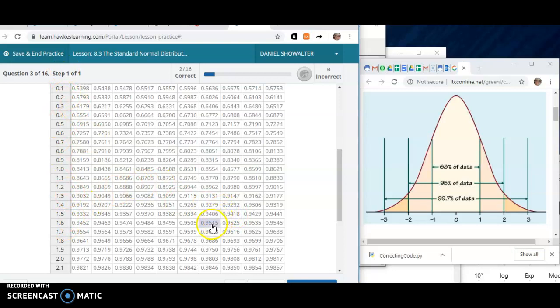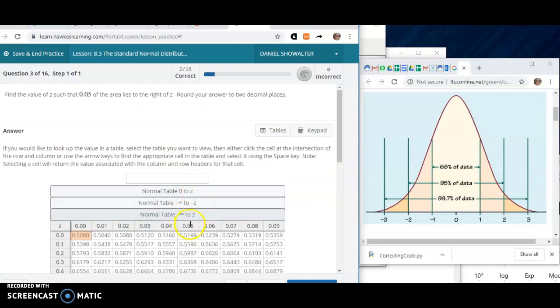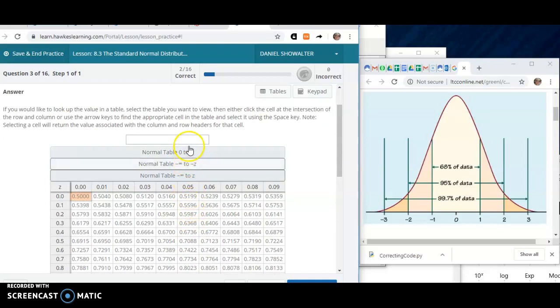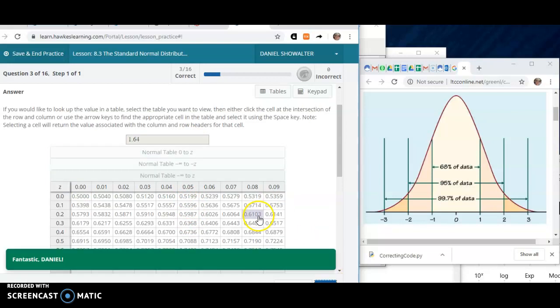So I'm looking for 0.95, and I notice it's in between these two numbers, so that would be in between a z-score of 1.64 and 1.65. And in this case, I'm halfway in between them, so it really doesn't matter what I put. I'm going to put 1.64, and that should give me the correct answer.